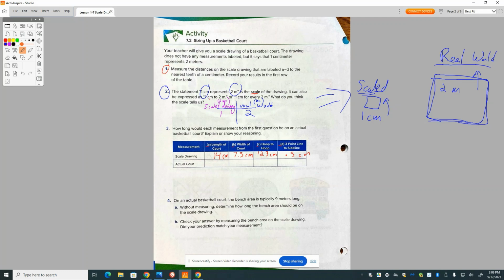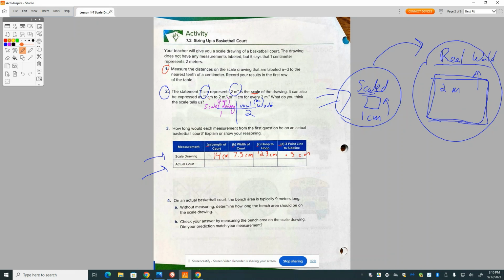All right, so how long could each measurement from the first question be on an actual basketball court? Explain your reasoning. What they're asking us is, we just took a bunch of measurements of this scale drawing. What would be the measurements on the actual court, the real world court? Looking at our table, it makes it a little bit easier to see what we can mathematically do to the values of our scale drawing to figure out what the values would be in the real world.